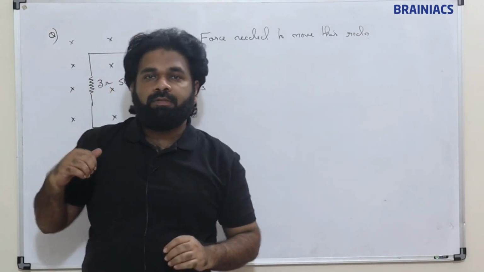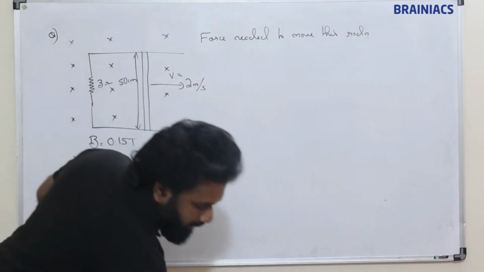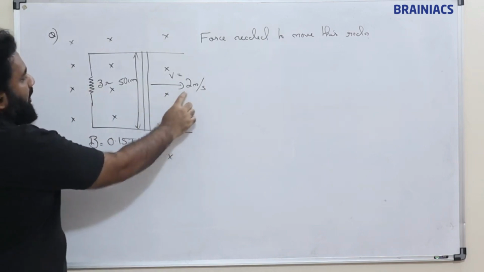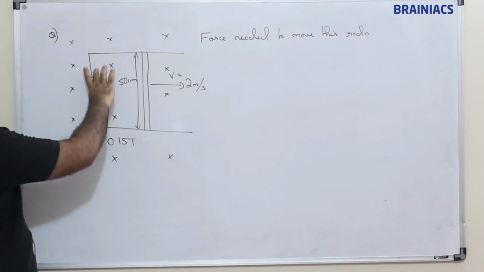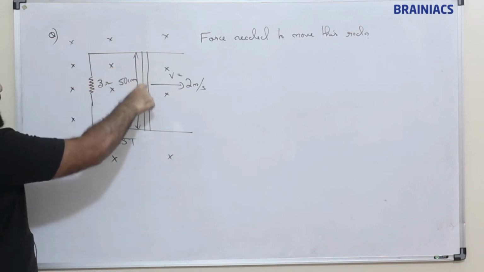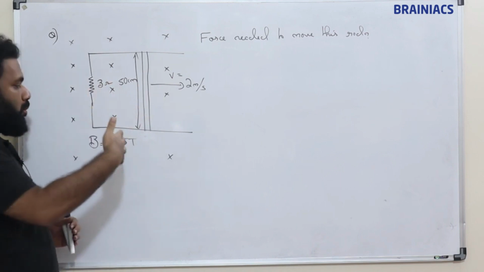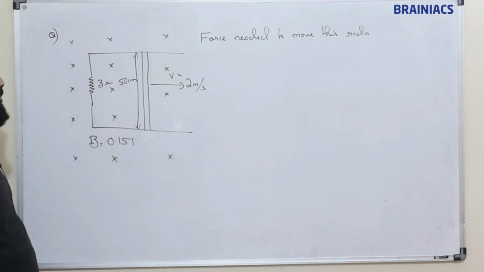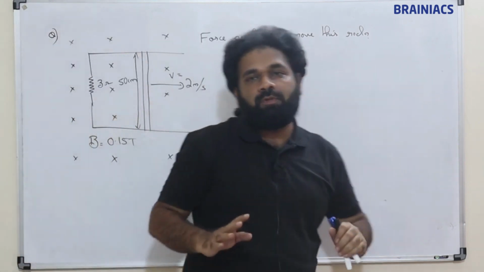Okay, so here is another question. Force needed to move this rod. This rod is moving with a constant velocity of 2 meter per second. A resistance of 3 ohm is connected here. The rod length is 50 centimeter. The magnetic field going inside is 0.15 Tesla. These details are given. We need the force needed to move this rod.